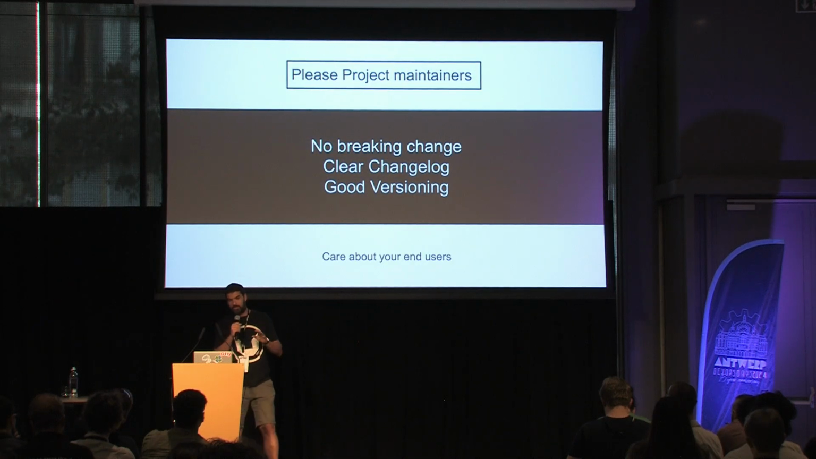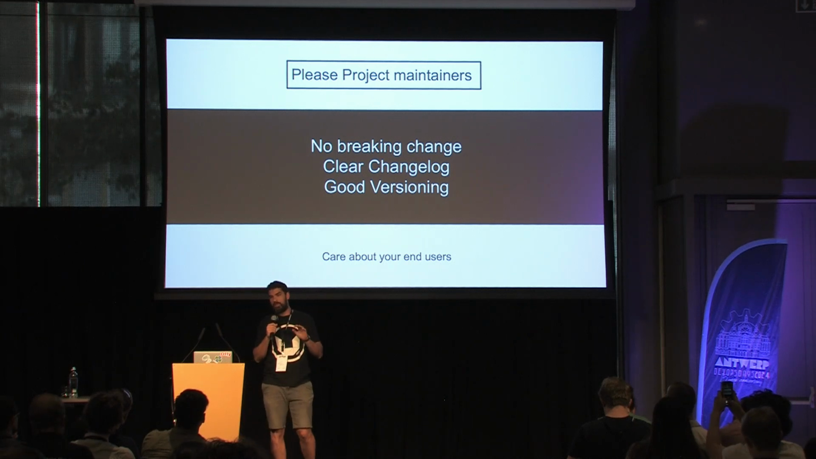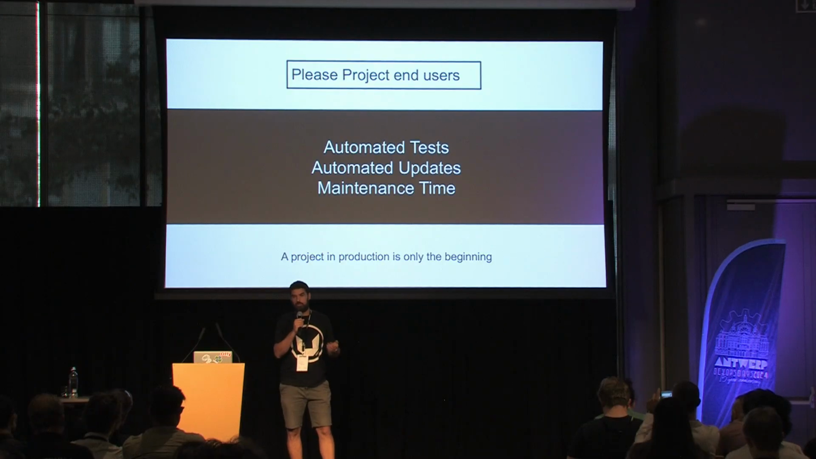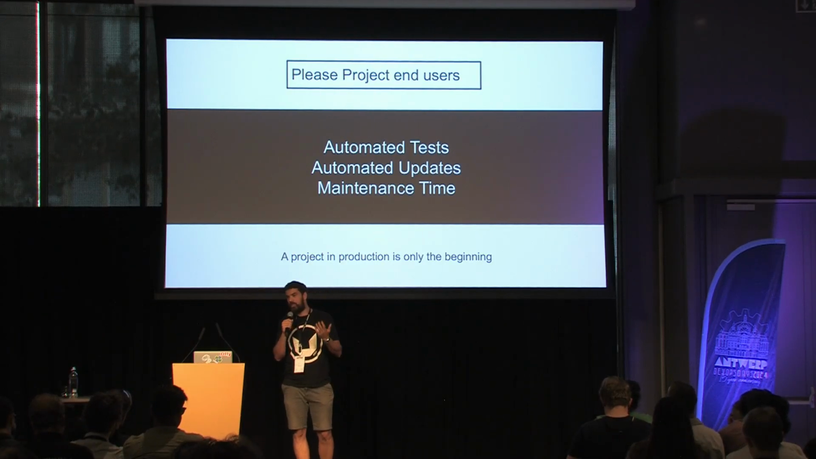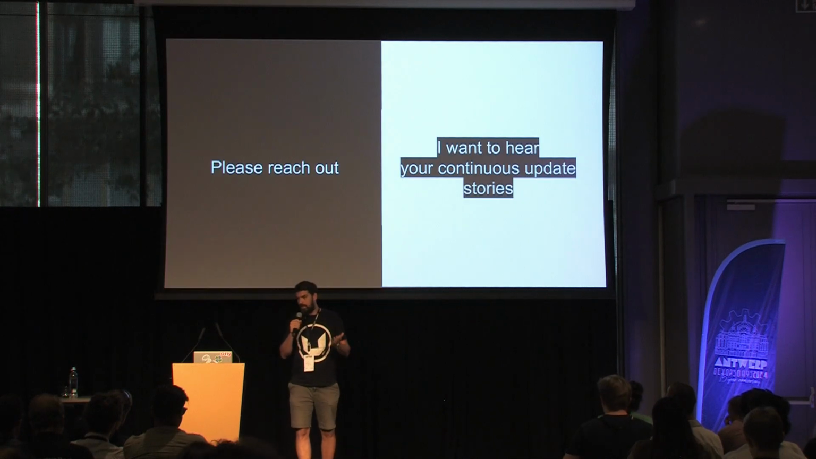So 5 minutes is short. I'm going to close on this one. Please, project maintainers out there, take care of your end users by providing stable projects, no breaking changes, a clear changelog about why we should use your software in the latest version, and also good versioning strategies, because then we know what we should expect from what you're delivering. And for project users on the other side, a project doesn't stop when it reaches production. It's only the beginning. So just maintain, automate as much as you can. That's the only thing that I can say.